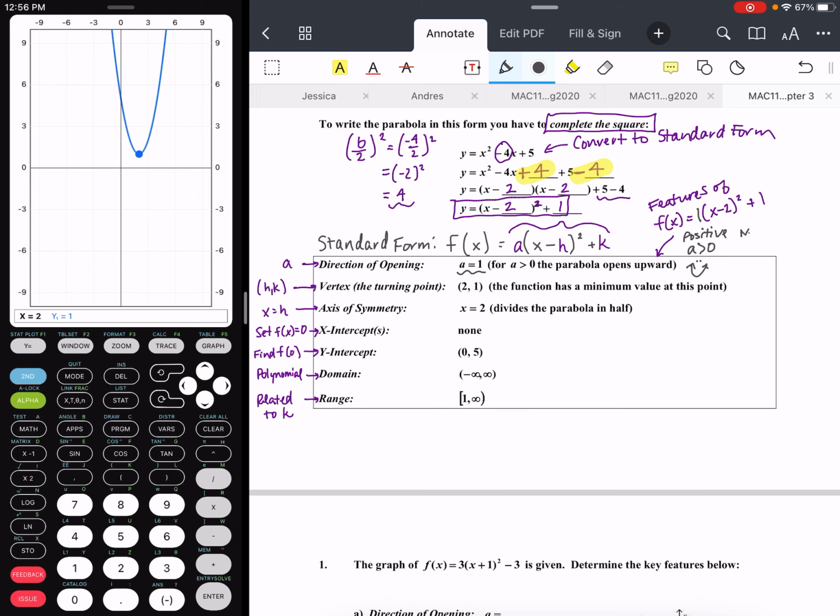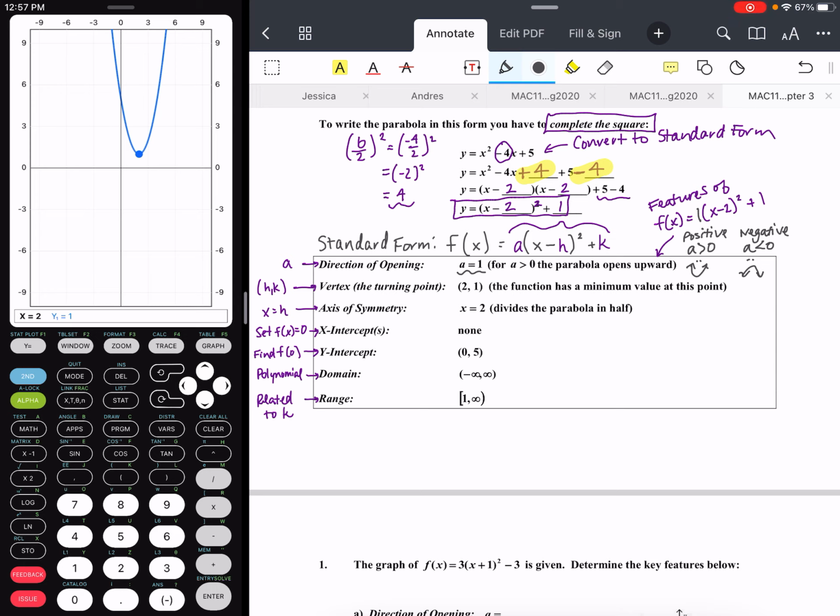So it looks like a little smiley face. If a is negative, then our parabola is going to be downward facing, and it looks like a frowny face. Cheesy, but hopefully it'll help you remember. So in our case, we have a equals 1. That's a positive number. Positive smiley face, our parabola opens upward.